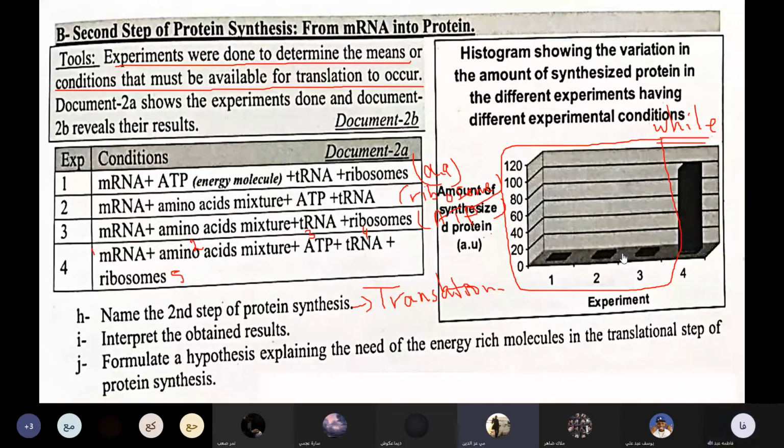In experiments 1, 2, and 3 that lack amino acids, ribosome, ATP respectively, gave us 0 AU of protein. While in experiment 4 that has mRNA, amino acid mixture, ATP, tRNA, ribosomes gives us 100 AU. This indicates that mRNA, amino acid mixture, ATP, tRNA, ribosomes are important and needed for translation. Okay, very good. Thank you.